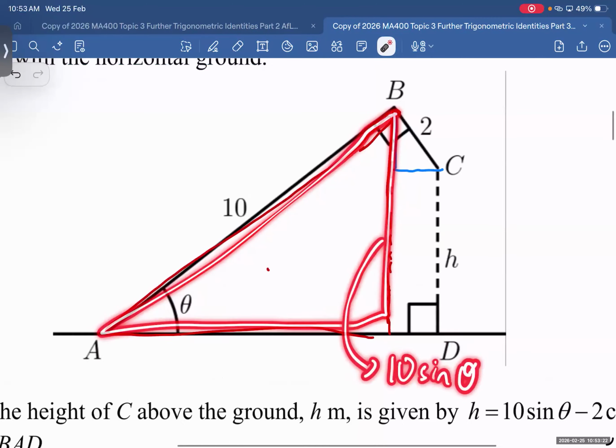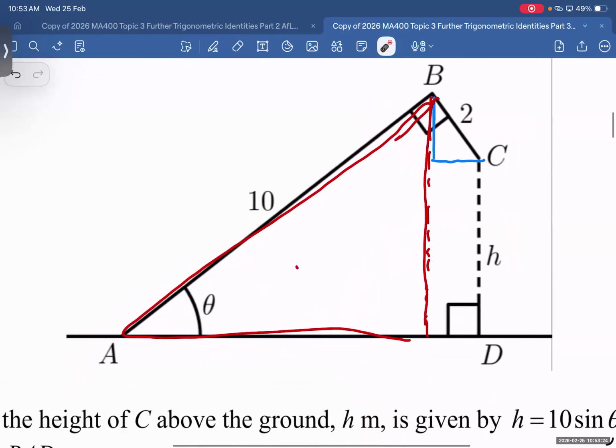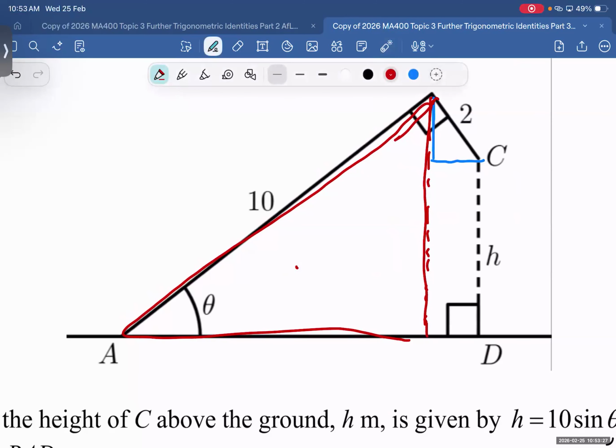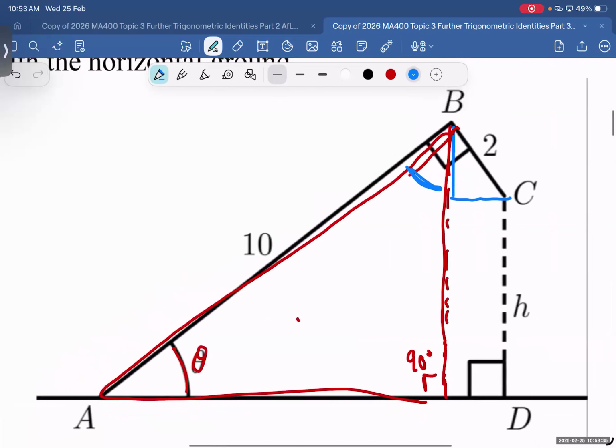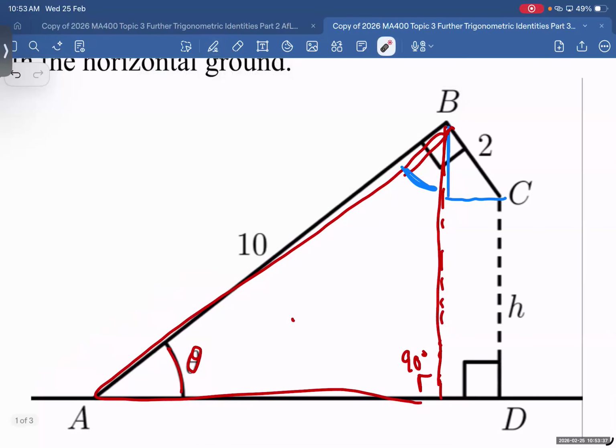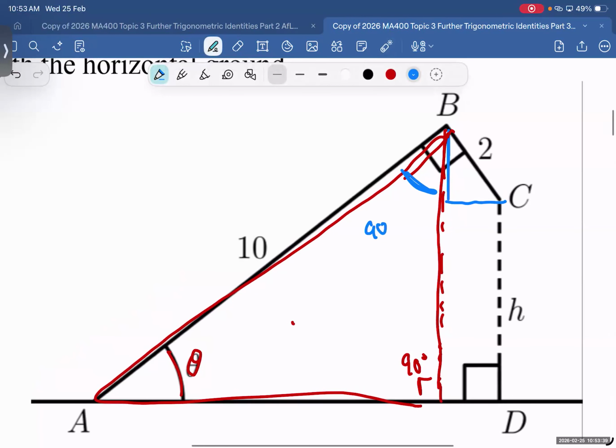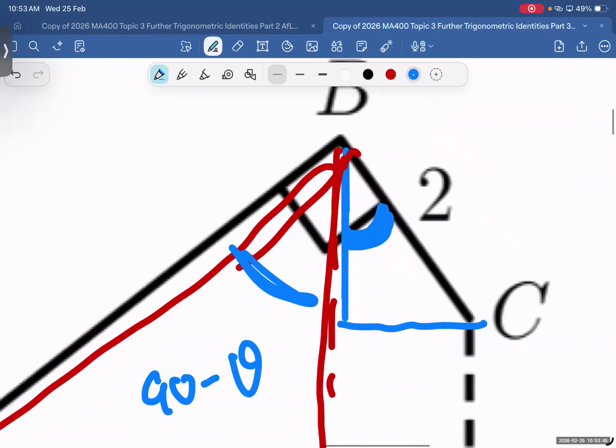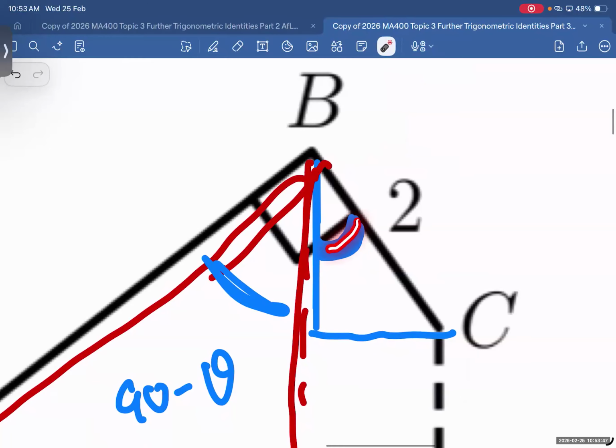Okay. Now, you see, if this is theta, this is 90. What angle is this? Do you see 90 minus theta? Fantastic. If this is 90 minus theta, what is this? This will be theta, correct.